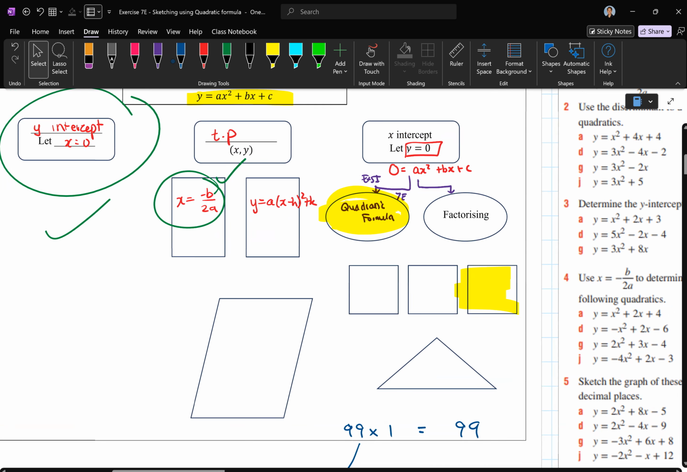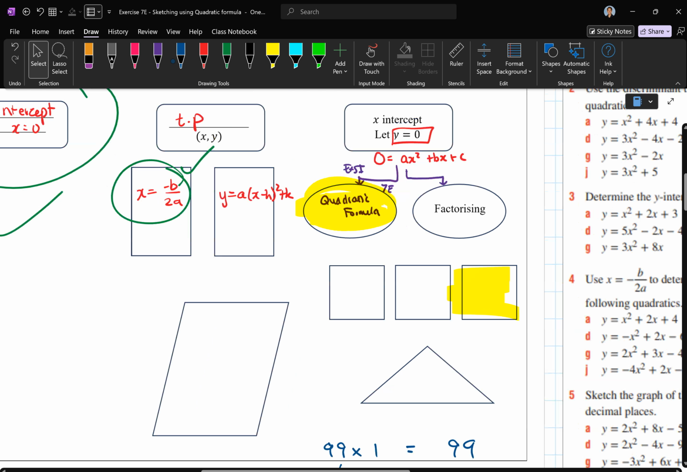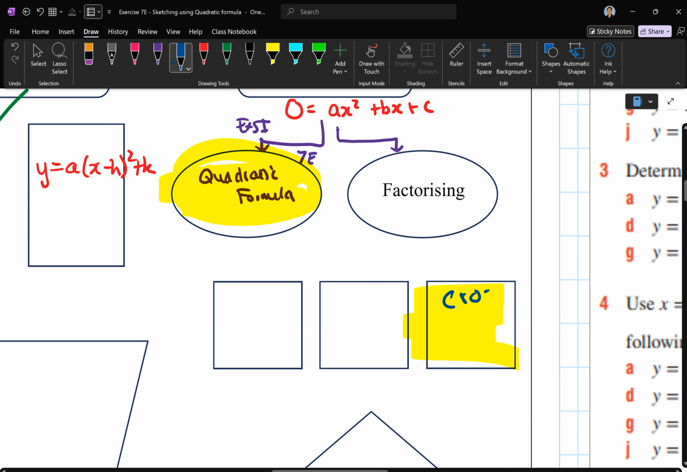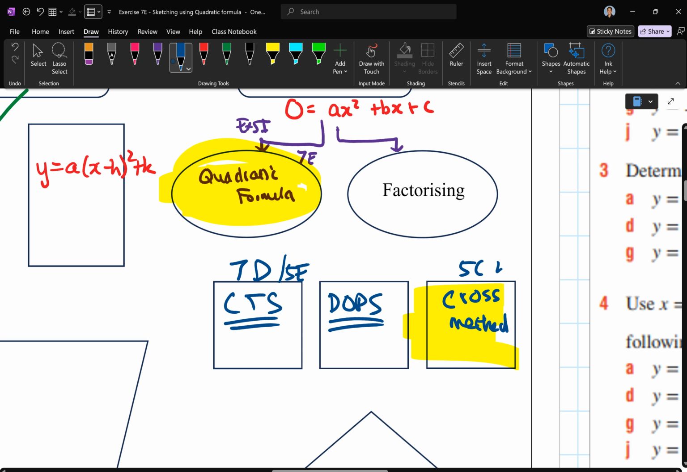So the more tools you know, the better for you. That's essentially how it is. But I do know one of the most essential skills is cross method. At least learn that, because most students forget DOPS, and most students will forget completing the square. Those are like your key skills there. And that's 7D and 5E. This is 5C, 5D. Hence why I was saying practice 5C, 5D is your key skill.